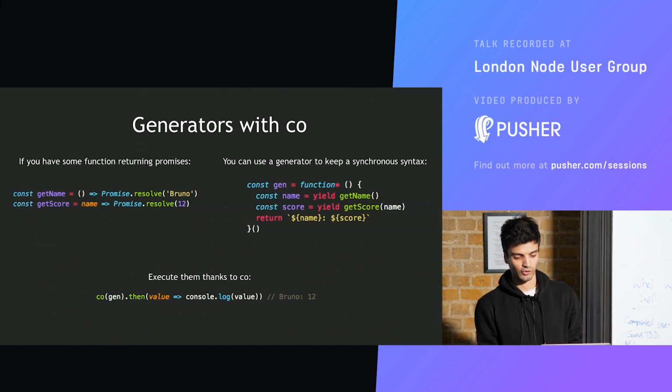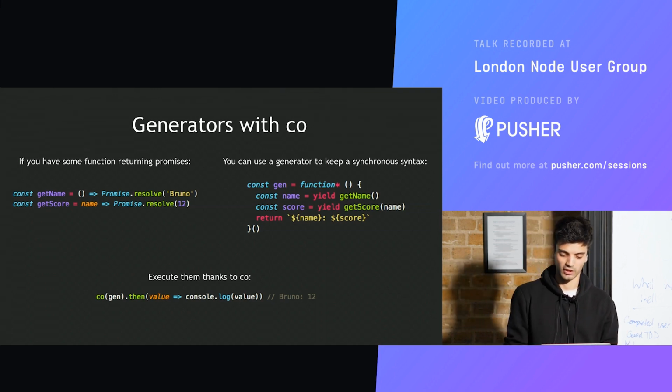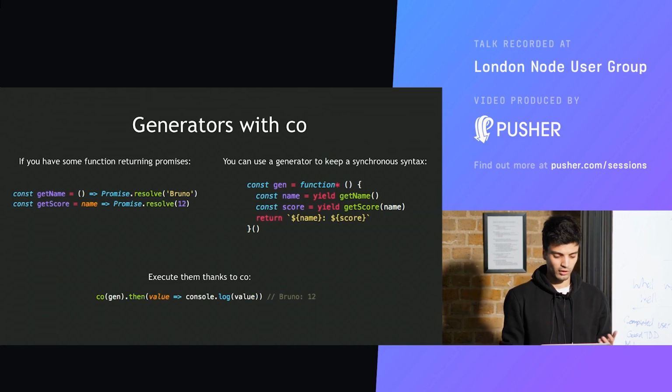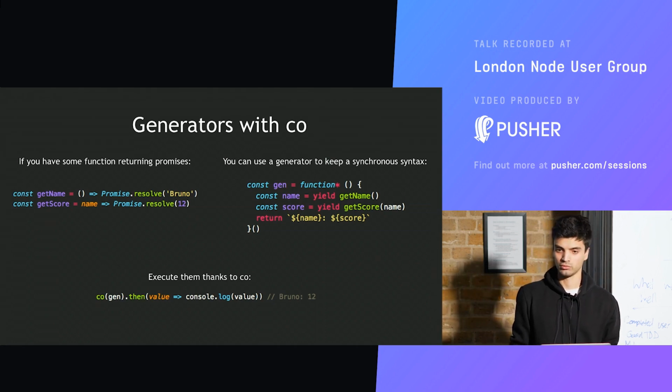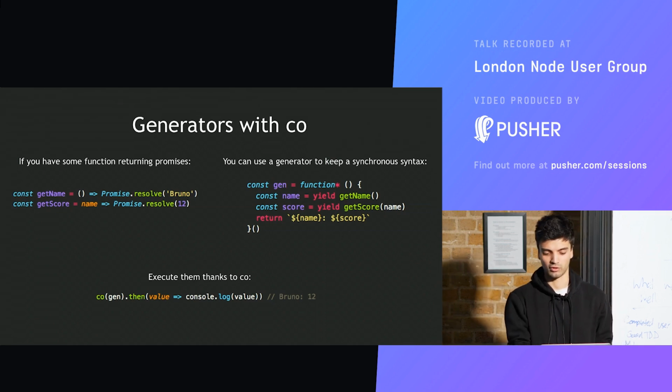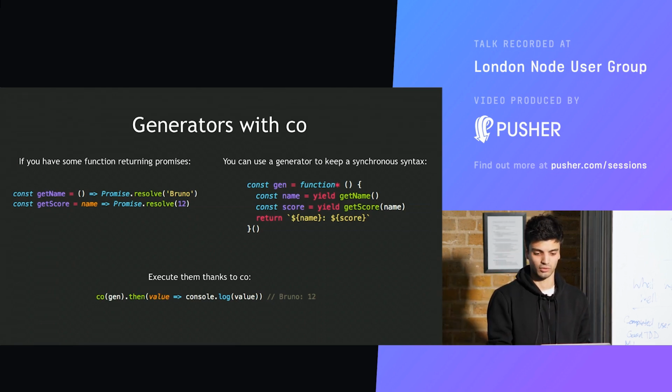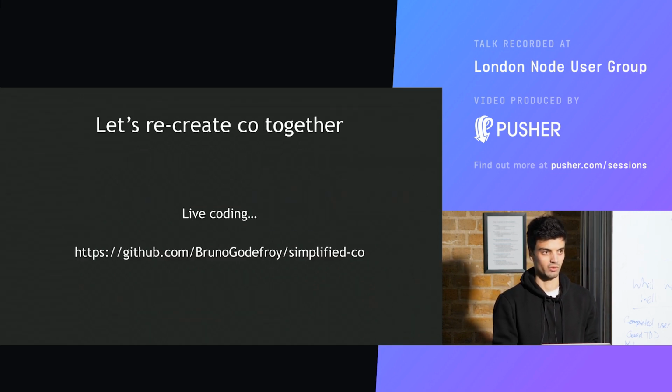I have my generator. I will first define my name, the result of the yield of getName. Second one defines score, the result of getScore of the name. And then I will execute my generator by wrapping it in Co. It will give me a promise, and then when I do promise.then, I get the value, which will be the return value of my generator. And so it looks quite nice. It's really easy to read and really easy to understand when you are new even to generators. But maybe there's some magic behind, and this is what we're going to look into now. So we'll try to live code and recreate Co from scratch.